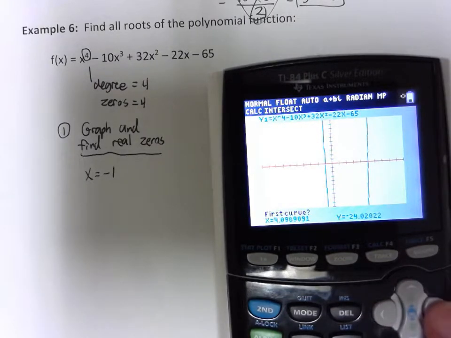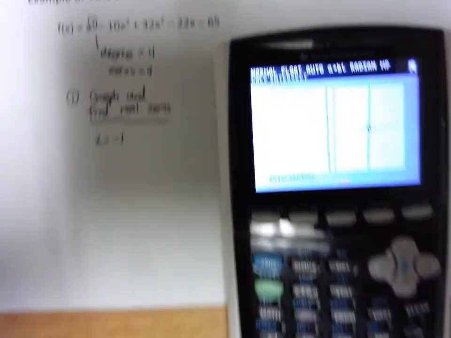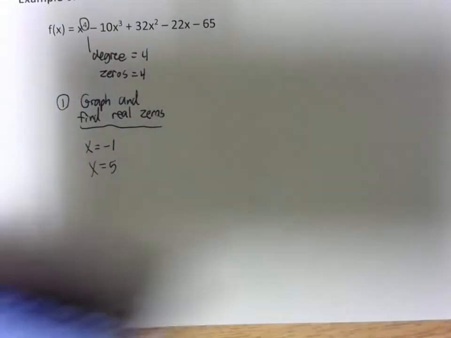Don't scroll and then do it, because guess what? It's going to go back to where your other intersection was. All right, press, ooh, that's right there. But I'm going to press enter 3 times. And that's going to give you 5 as well. So x equals -1, x equals 5. Well, that's about all I can do with this graph, so I'll put this to the side.